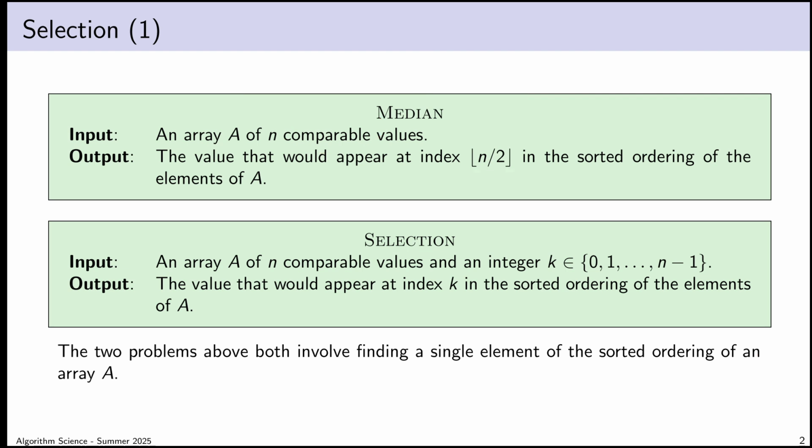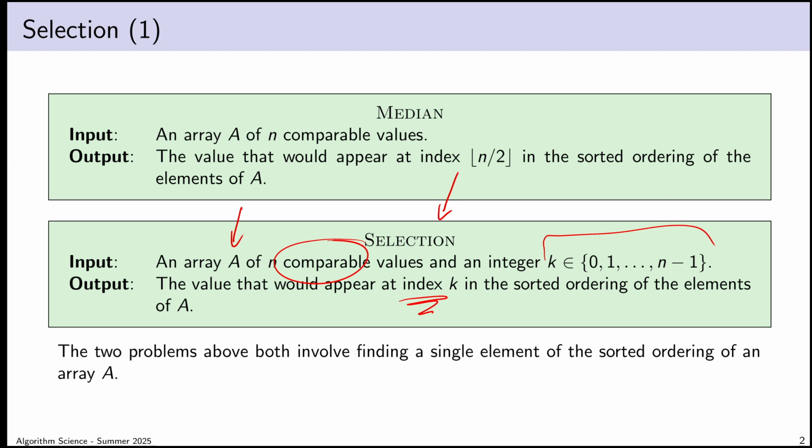I just want one element of the sorted sequence. Now, the median problem is sort of a special case of this more general selection problem, where I give you an array of comparable values and some index k. And all I want from you is to tell me which element would show up at index k if you were to sort the sequence.